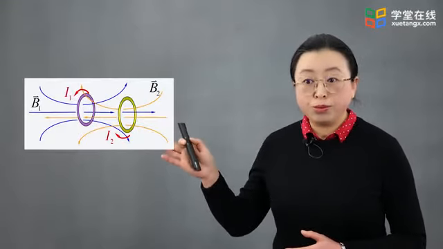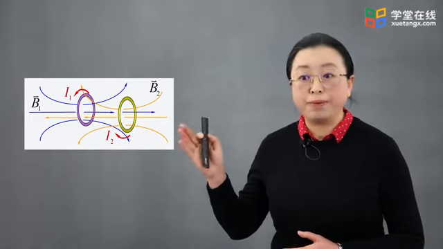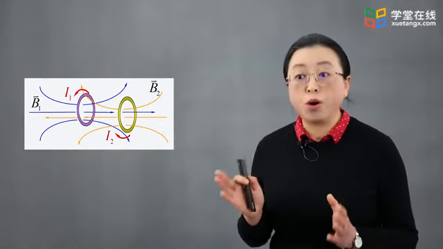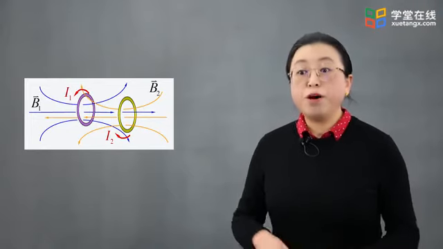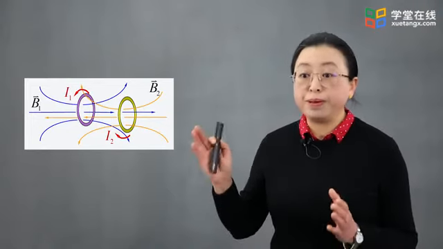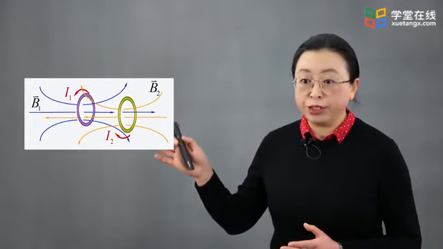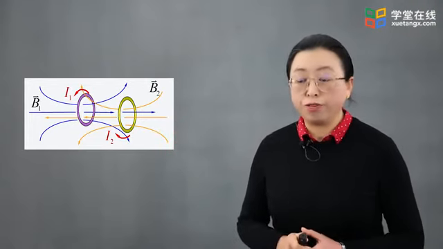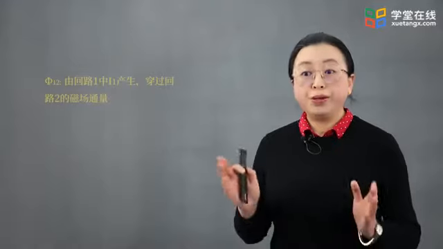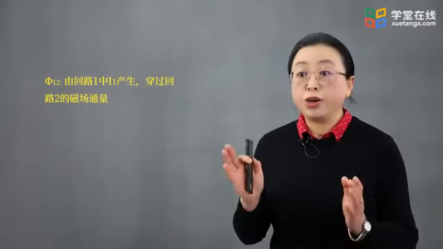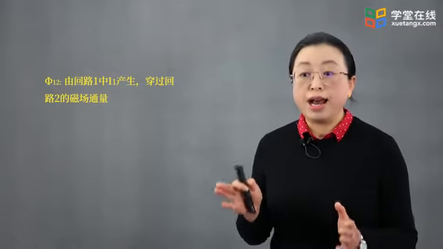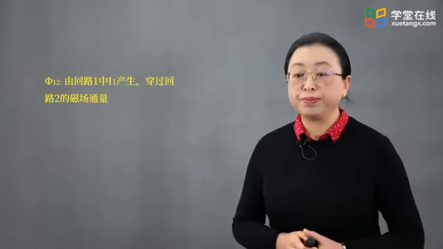Assume the circuit 1 carries a current I1, which has N1 turns of coils, creating a magnetic field B1. Some of the magnetic field lines of B1 pass through the circuit 2, which has N2 turns of coils. We use phi12 to represent the magnetic flux caused by the current I1 and passing through the circuit 2.